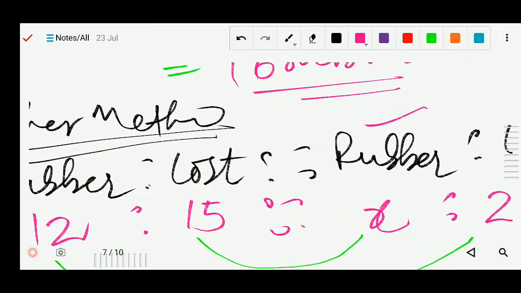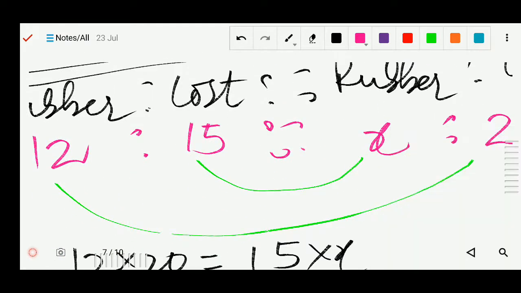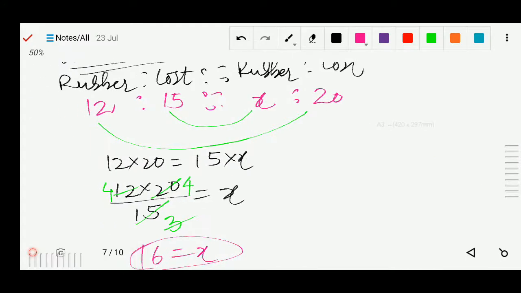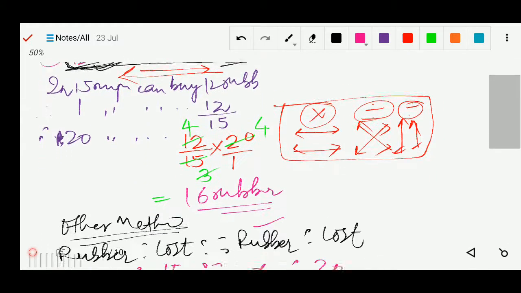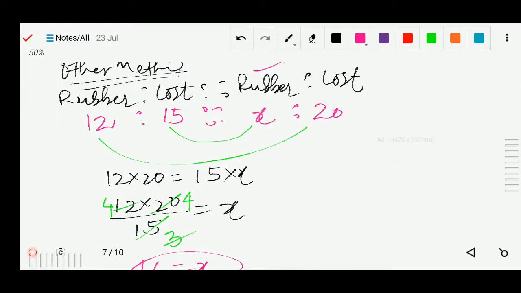Okay, so by this method also you can solve, this ratio and proportion method, and by the unitary method. Okay, got it? Now question number 6 is similar like that. 7 also you can do. Now question number 8 I will solve.